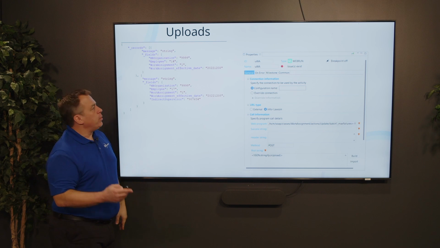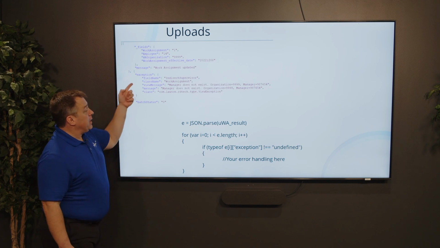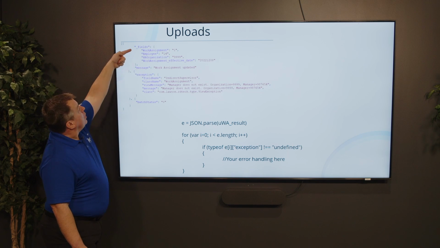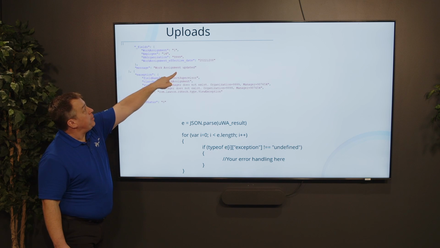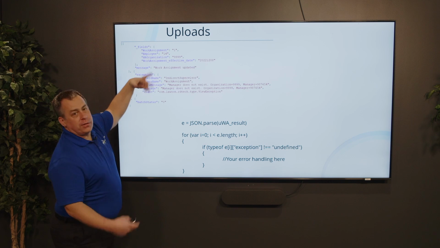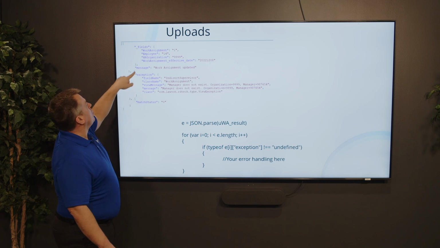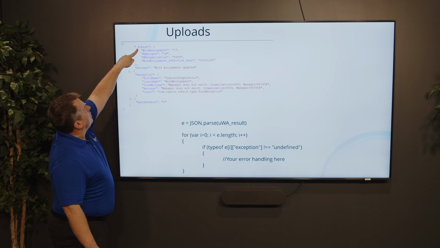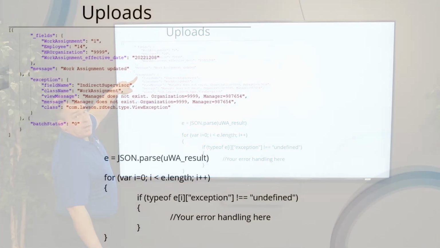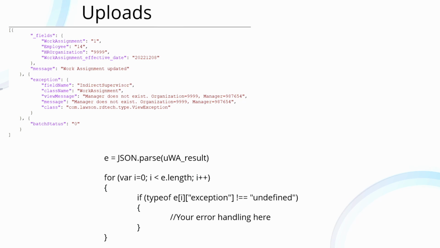Once we post that and we run it, we're going to end up getting something like this. So the first record up here, we can see that this one, the work assignment, updated. It really didn't do anything. Didn't change a doggone thing. But just to illustrate that it works. So now we have fields instead of exception. On the second one, we have exception because the manager 987654 does not exist. So we have it all back.